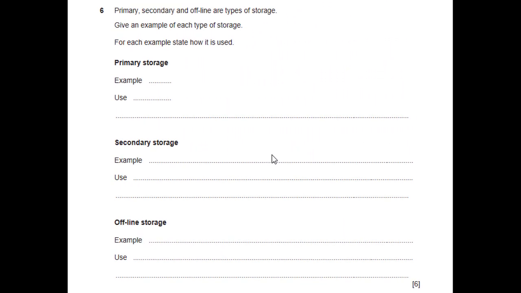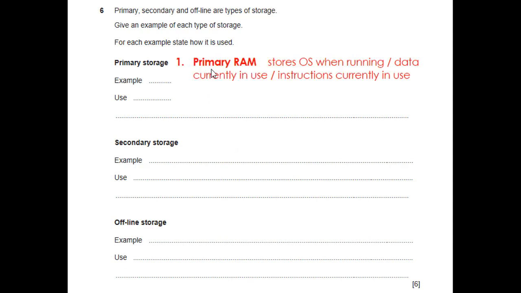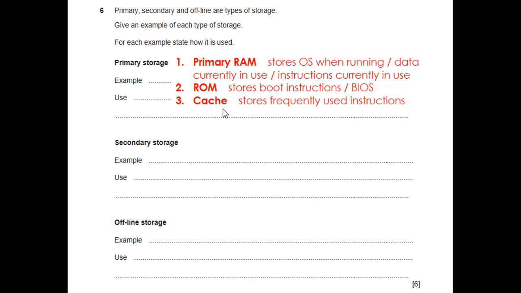So now we're going to look at examples of primary, secondary, and offline types of storage. Remember, primary storage is the storage and memory that the computer needs to function. So an example here would be the RAM, which stores the operating system and any data or instructions currently in use, and the ROM, which stores boot up instructions and the BIOS. We can also mention the cache memory, which is small, fast memory, just next to the CPU, which stores the most frequently used instructions to help speed up the computer's operation.